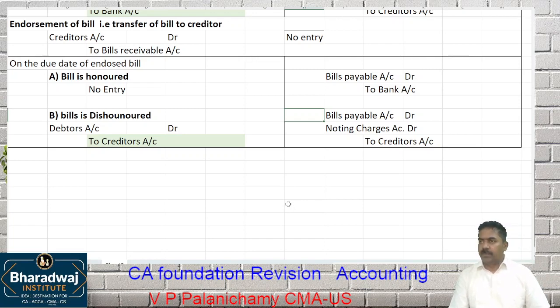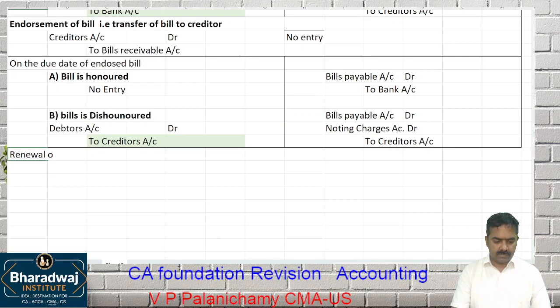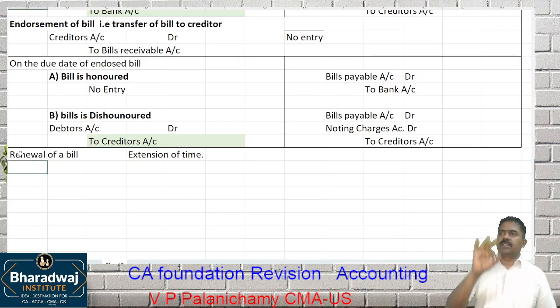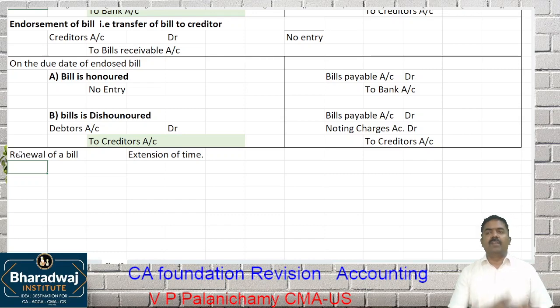Okay. This may be honored or which one? Dishonored. Wait. There is something called renewal of a bill. What do you mean by renewal of a bill? Extension of time. The other party has to pay us in 3 months' time. He is coming and requesting, I cannot pay the money today, I will pay you after 2 months. What to do?